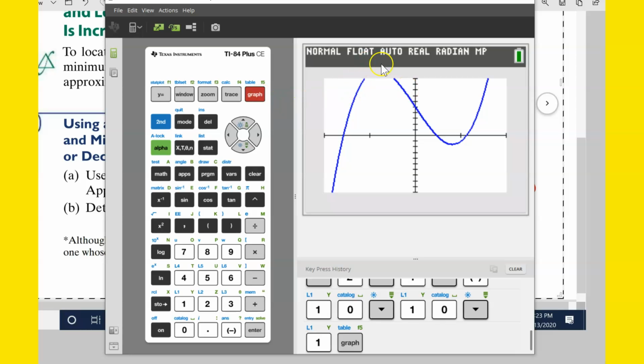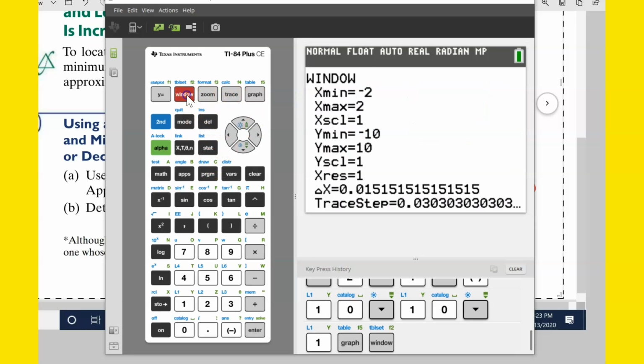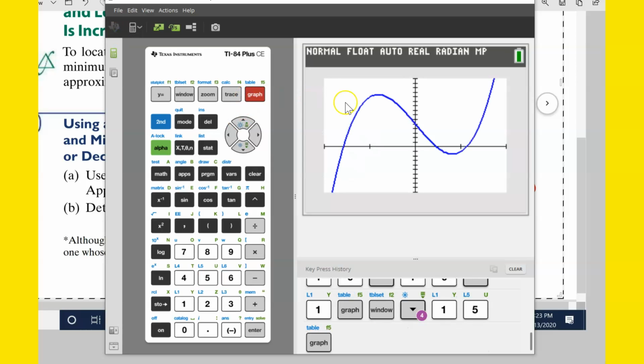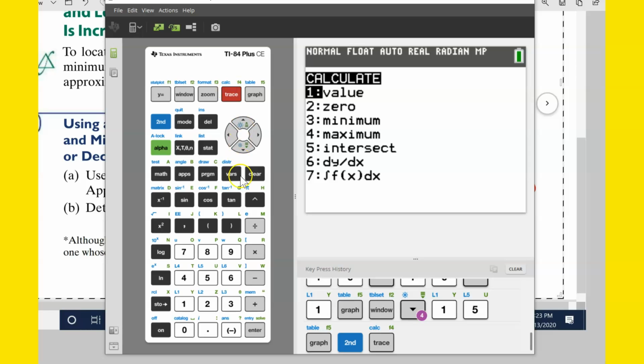I may have to adjust this in a minute once I see what it looks like. Yeah, I want to see a little bit higher than that, don't I? I need to be able to see that top point there, that local maximum there. So I'm going to go back to window and increase the y max to, let's try 15, and see if I can see it then. Yeah, I can see it now.